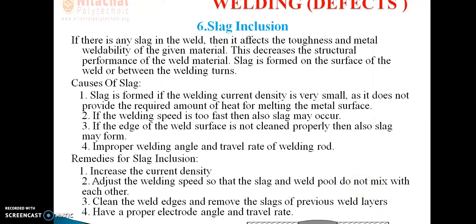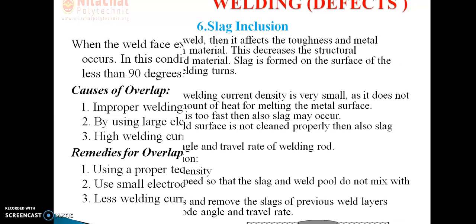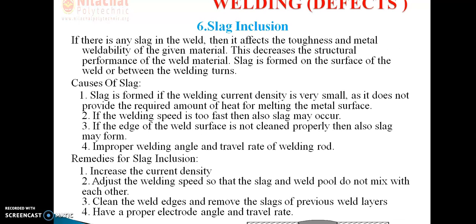In the previous video lectures, we already discussed various types of welding defects. Up to overlap defects, we have already completed. Let's discuss from the next welding defect, which is named slag inclusion.